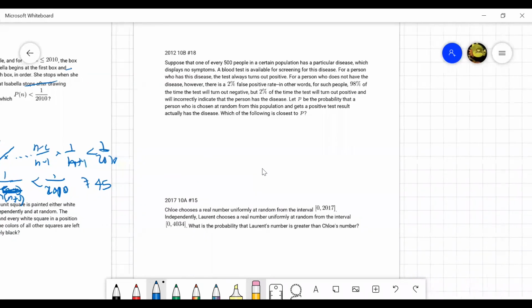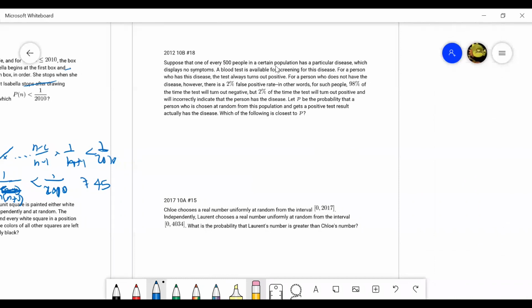Suppose that 1 of every 500 people in a certain population have a certain disease. A blood test is available for screening for this disease, and something about false positives. It's kind of a long problem. You can read through it, but essentially, this is an example of conditional probability, where you're finding the probability that the person has the disease, given that they had a positive test result. So you can't just say it's 1 over 500, because 1 of every 500 people have the disease. That's not it, because you won't have 500 positive tests out of all those 500 people.